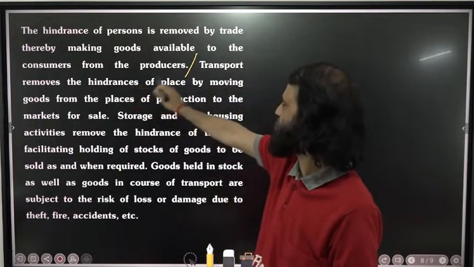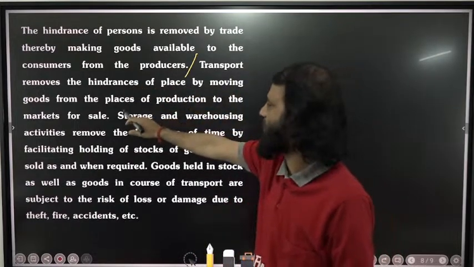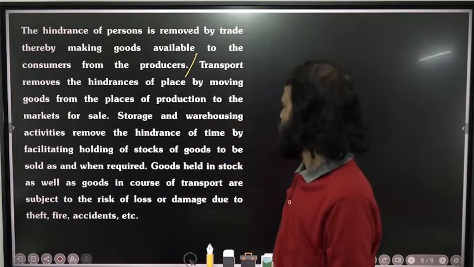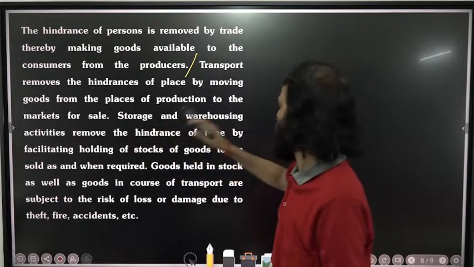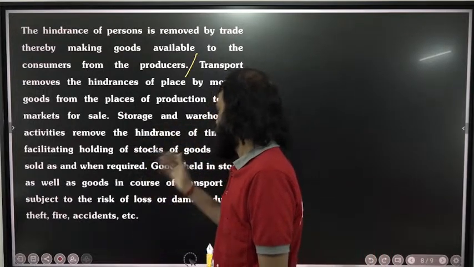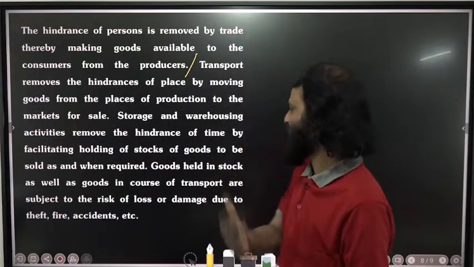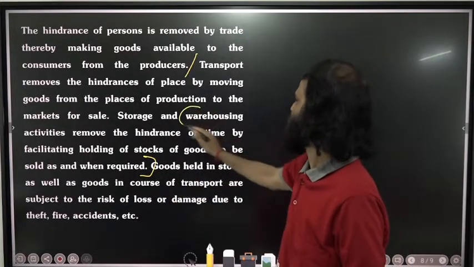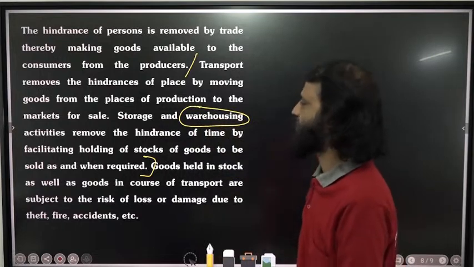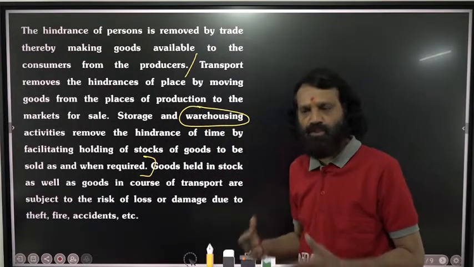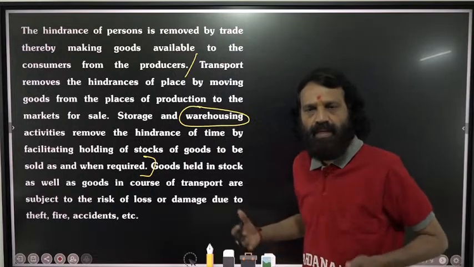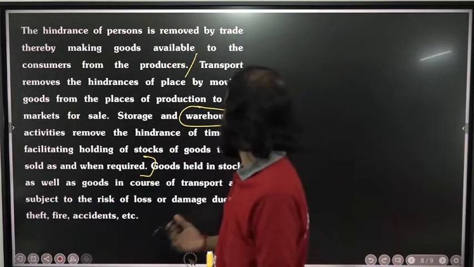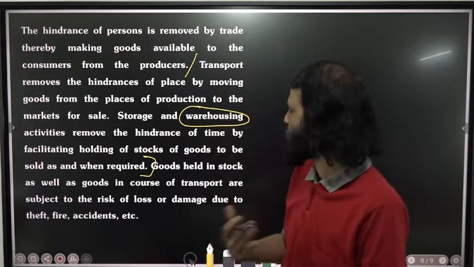Transport removes the hindrances of place by moving goods from one place to another, mainly from production to the market. Storage and warehousing activities remove the hindrance of time by facilitating the holding of stocks of goods to be sold as and when required. So of course we need better warehousing facilities, godowns. We want to keep the products in a better way, and also supply the products in time to various parts of our country. That will happen only when we have better warehousing and godown facilities.